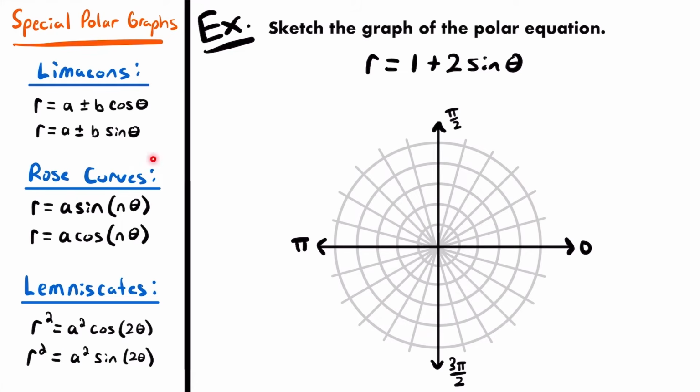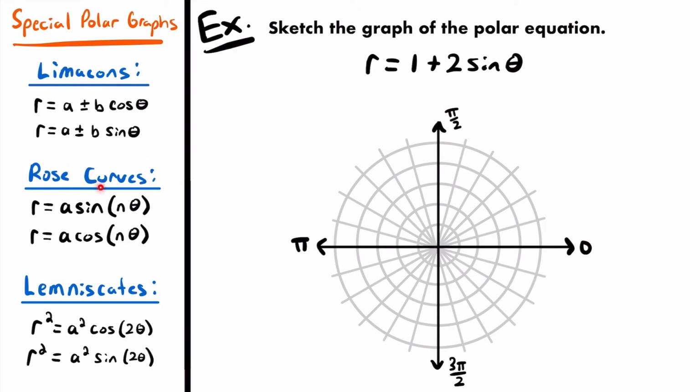Now there are 3 different types of special polar graphs that we can recognize here. There are limacons, which are represented by r equals a plus or minus b times cosine theta, or r equals a plus or minus b times sine theta. In both cases, both a and b represent some positive constants. All right, so those are the 2 equations that would represent limacons.